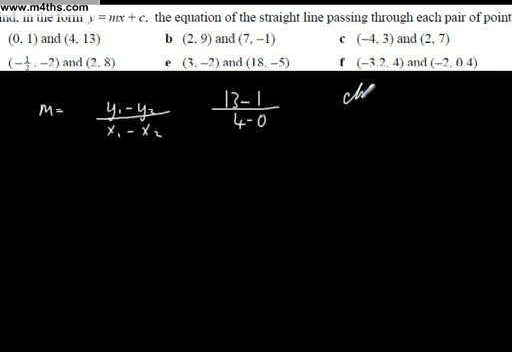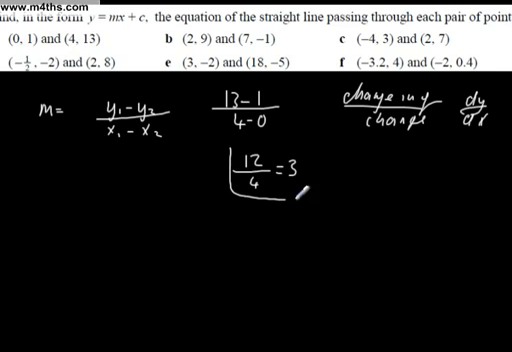This is the change in y over the change in x, or delta y by delta x, or you might hear it being called rise over run. So let's simplify this. 13 minus 1 is 12. 12 over 4 is equal to 3. So the gradient of this line is going to be 3. M is equal to 3.